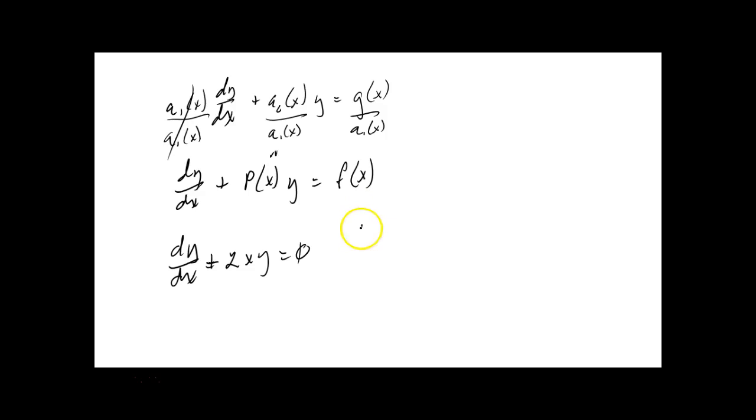How about this one? dy dx is equal to y plus 5. Yes, because all you have to do is subtract the y from both sides, and you have dy dx minus y is equal to 5. So your p of x is just minus 1, and your f of x is 5. Perfectly fine. Okay?